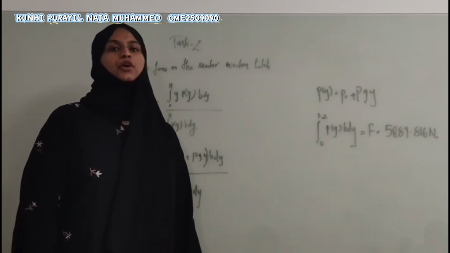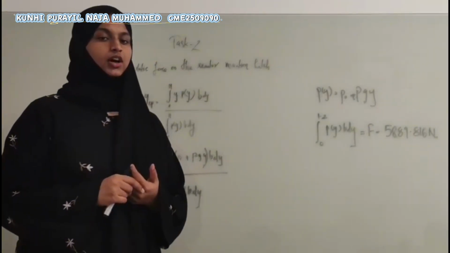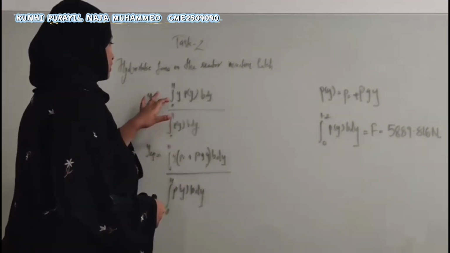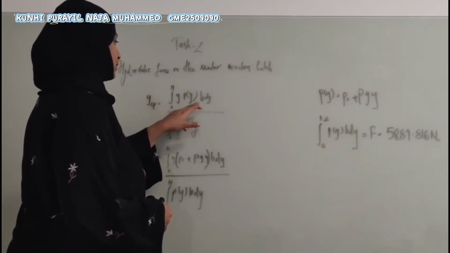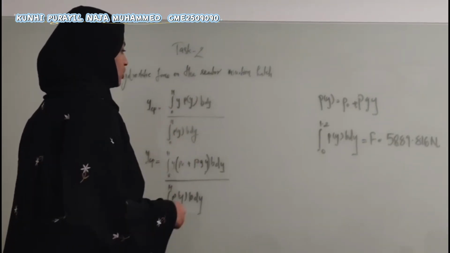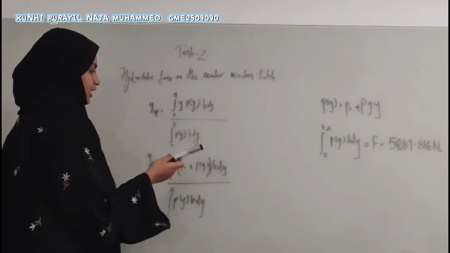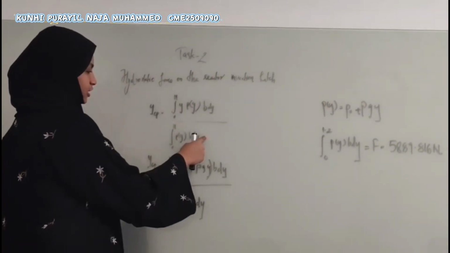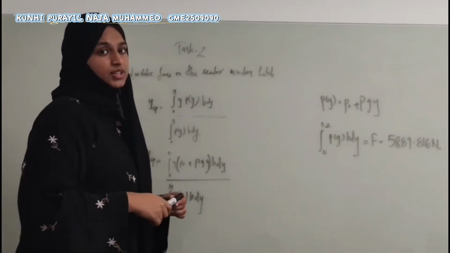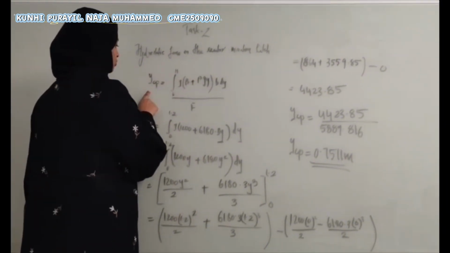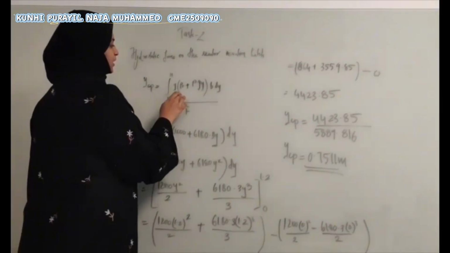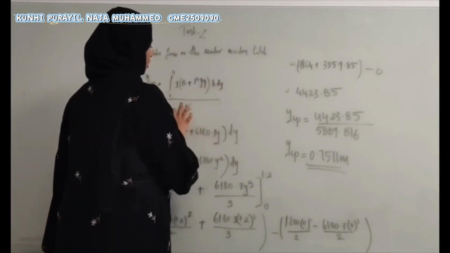The center of pressure is the point where the total hydrostatic force acts on the hatch. To find that, we can use this equation, where YCP is equal to the definite integral from 0 to h of y P(y) b dy, all divided by the definite integral from 0 to h of P(y) b dy. We know P(y) is equal to P0 plus rho g y, and the denominator is the force equation that we already found earlier, which is equal to 5889.816 Newton. So let's continue the calculation, where YCP is equal to the definite integral from 0 to h of y (P0 plus rho g y) times b dy, all divided by the force.